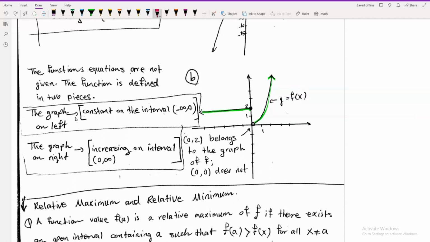So here it says 0, 2, which is this point. That belongs to the graph because this is a closed circle. But this point, which is 0, 0, doesn't belong to this graph because here we have an open circle.